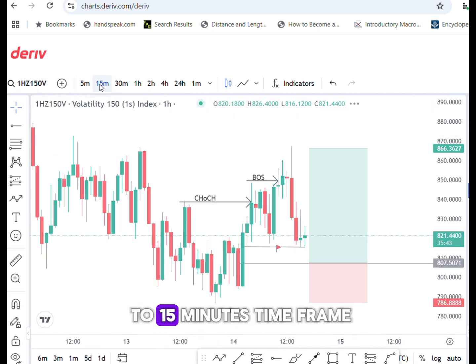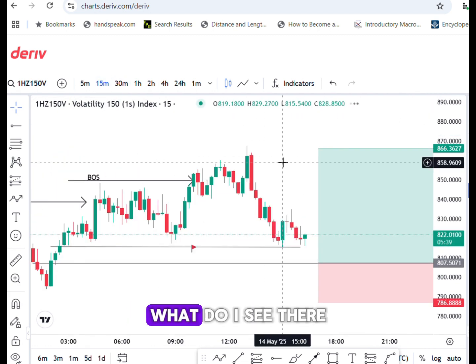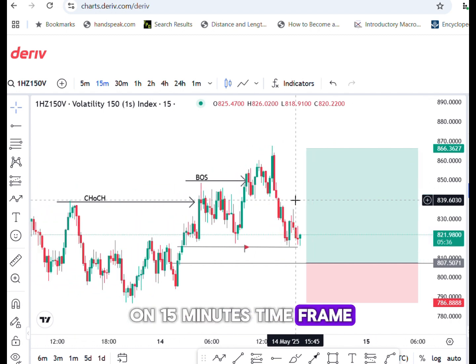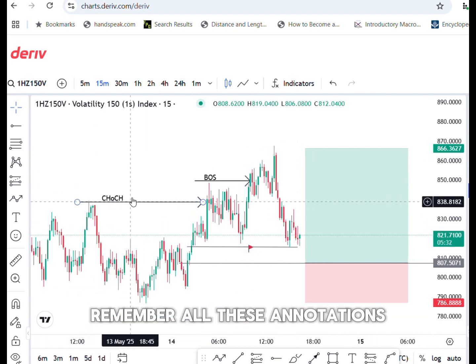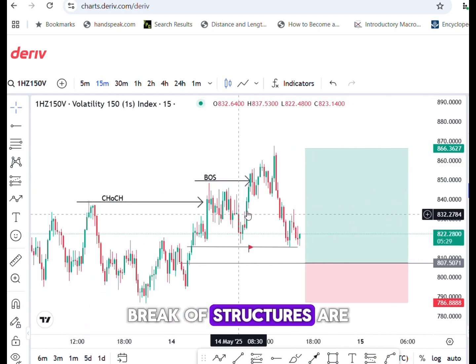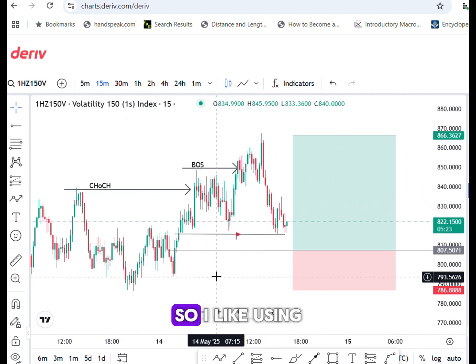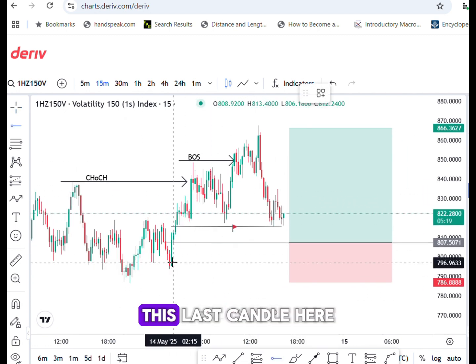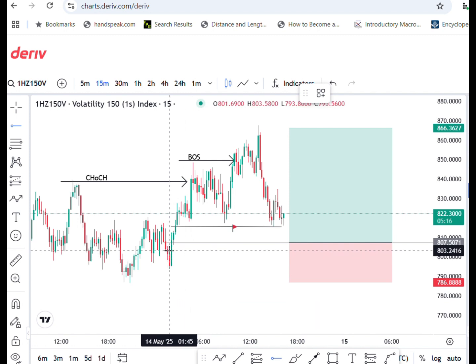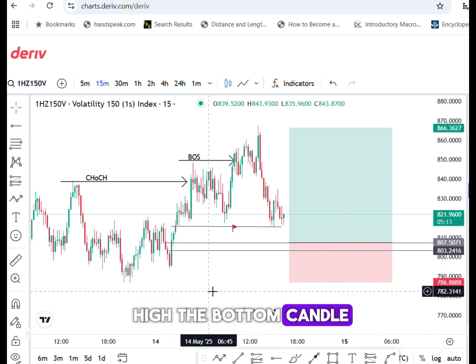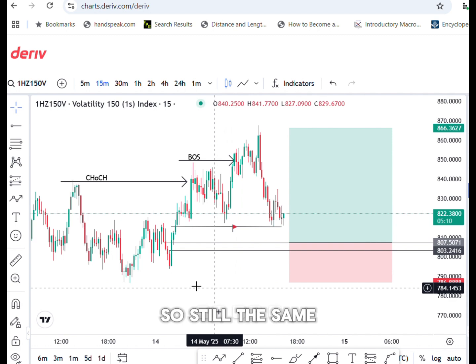All right, so let me go to 15 minutes time frame. What do I see there? Remember, all these annotations, change of characters, break of structures are all from 1 hour time frame. Okay, we're just looking for entry on this 15 minutes time frame. So I like using this last candle here on the 15 minutes time frame. I like using the high of the candle. The stop loss still below here, still the same.